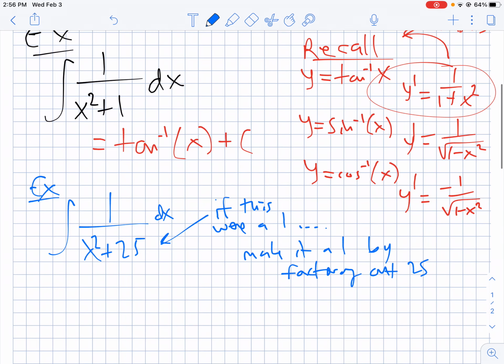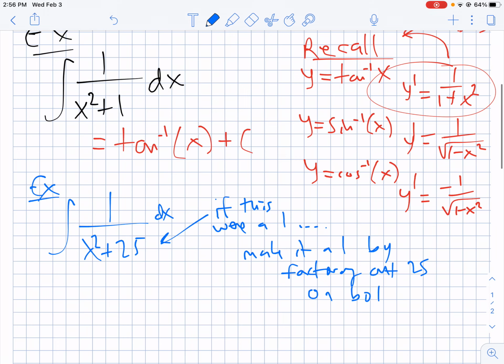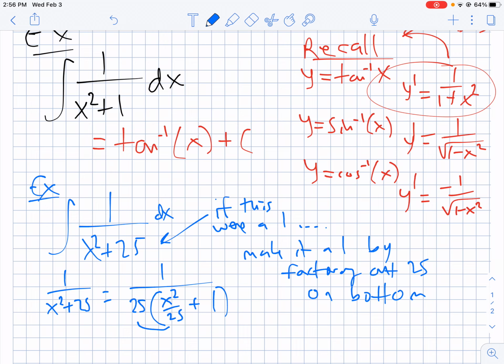So I'm just going to try and simplify this. So I'm going to say 1 over x squared plus 25 is equal to, okay, so on the bottom, I'm going to factor out a 25. So then what do I have? Well, I have 25. Okay, well, I can't really factor out 25 from an x squared. That's like getting blood from a stone. But I could write it as x squared divided by 25. Because let's see, does that make sense, right? If we multiply 25 by x squared over 25, yeah, that does give us x squared. Great. So that's what I can do.